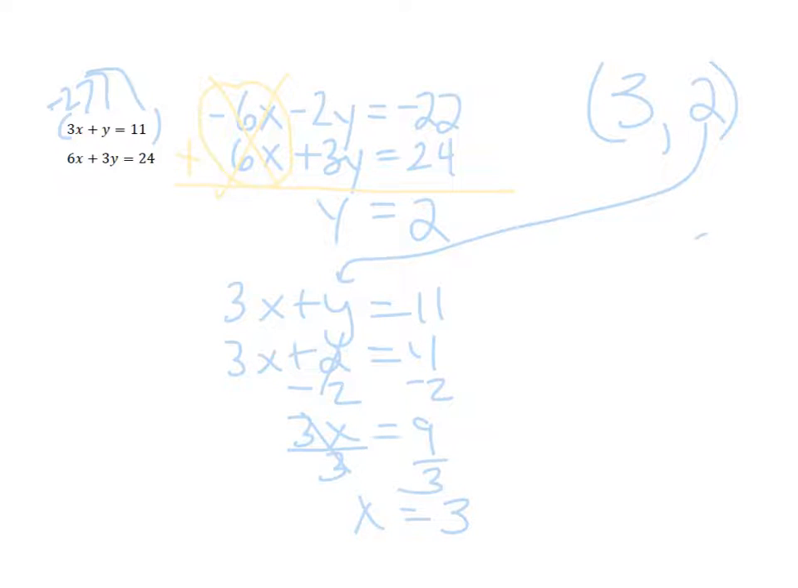Again, to make sure that everything is accurate and correct, you want to take your intersection point (3, 2) and plug it back into your original equations. Plug it into both of them to make sure that everything is correct.